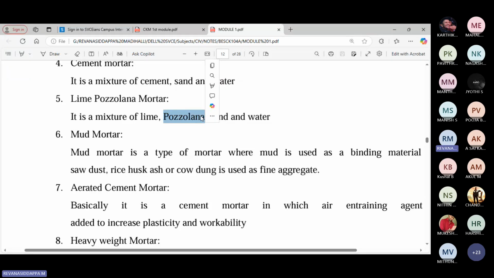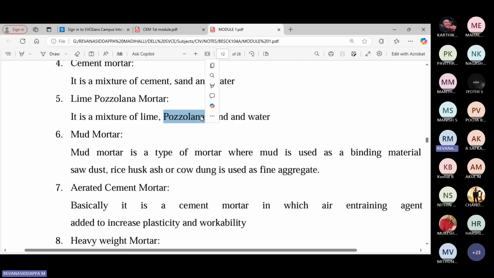They are considered as pozzolana. The fly ash is there. Yesterday I explained this in yesterday's class. Fly ash is the byproduct from a thermal power plant. When coal is ignited at high temperature, whatever residue we get is called fly ash. That fly ash is called pozzolana.